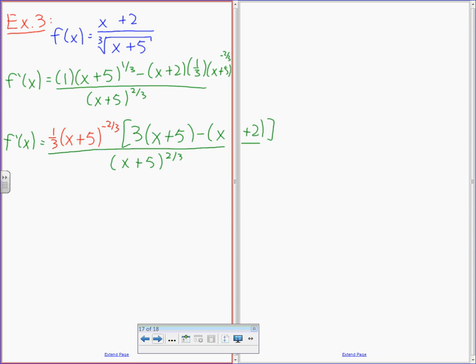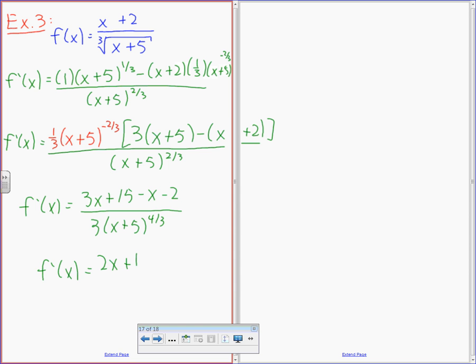To finish up here, I'm just going to expand out the numerator, so I'm going to call this f prime of x is 3x plus 15 minus x minus 2 all over 3 x plus 5 to the 4/3. So f prime of x is equal to 2x plus 13 all over 3 bracket x plus 5 to the 4/3.